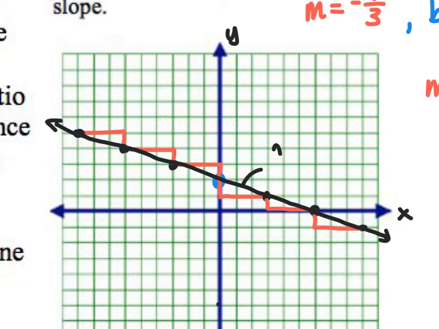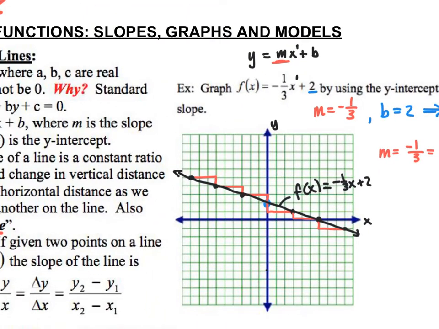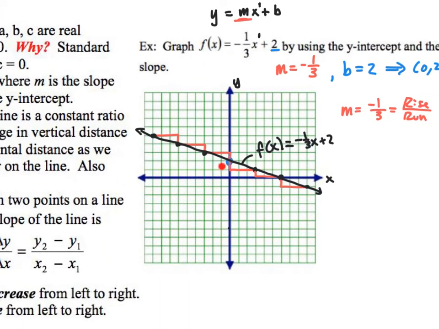And this represents the function f of x is equal to negative 1/3 x plus 2, all right? And that's the idea. That's all we're doing. Okay, so it's important that we identify and know how to find the slope.